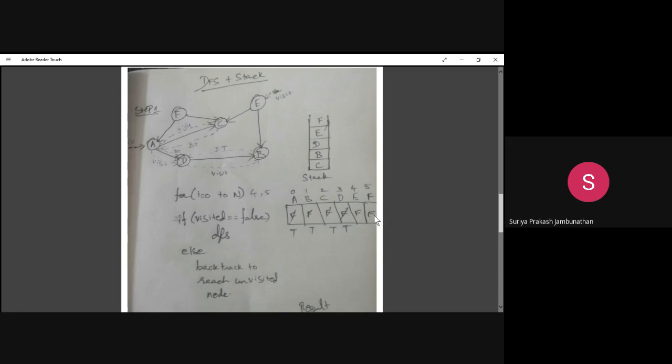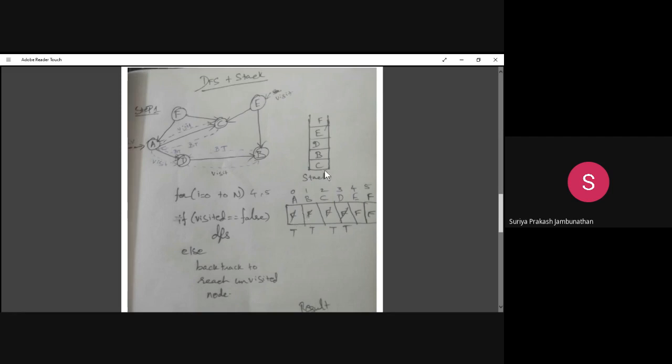F means false. We have to check whether the node is visited or not. Initially it will be false only, because we have not visited it yet. Whenever we visit a particular node, we cancel the false and make it true.